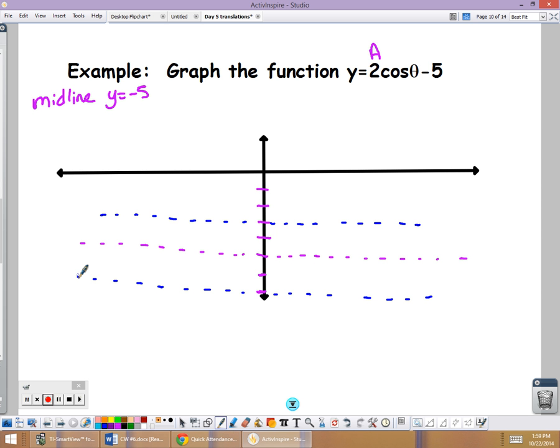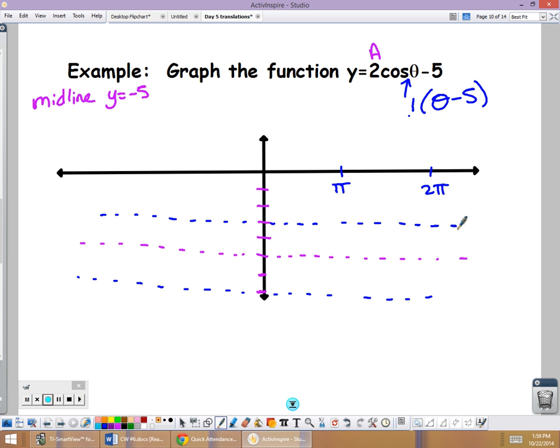Is everyone seeing this? We're okay with this? Yeah, there's nothing changed about my period. The period is still just 1, right? So if we factored out our B, it's just 1 times theta minus 5. So B didn't change at all. Period's 2 pi. All right, so I can go 0, pi, 2 pi.